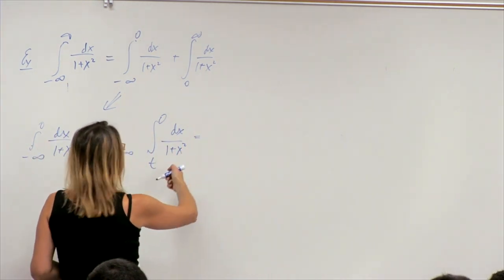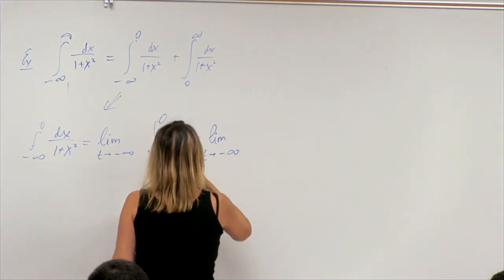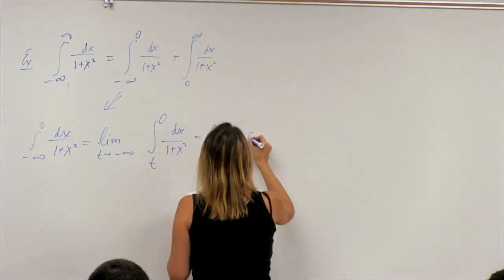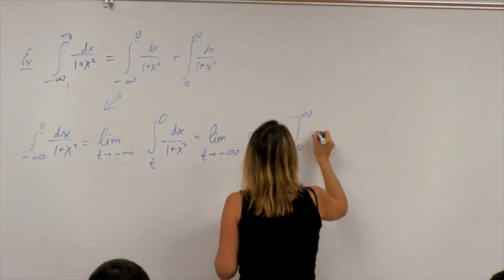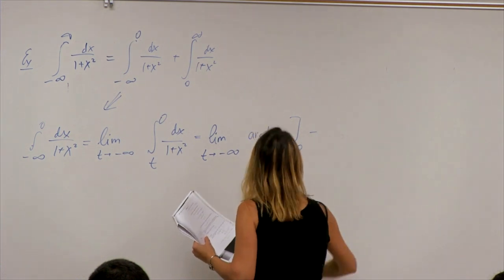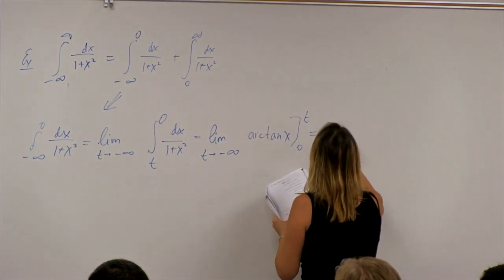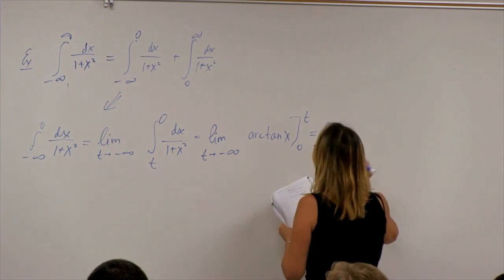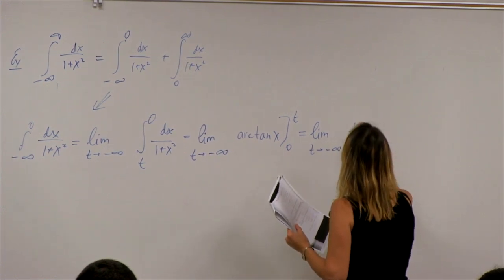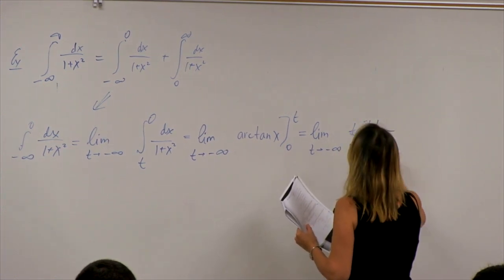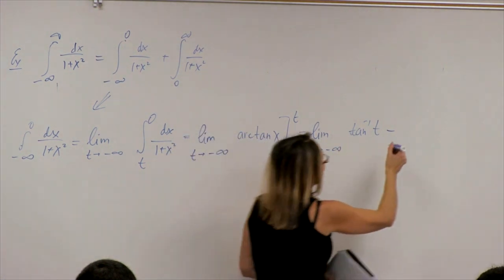So let's take the antiderivative. As t goes to minus infinity, this is arctangent of x from 0 to t. So the limit as t goes to minus infinity of arctangent of t minus, what's arctangent of 0? 0. So I'm going to just say 0 here, right?